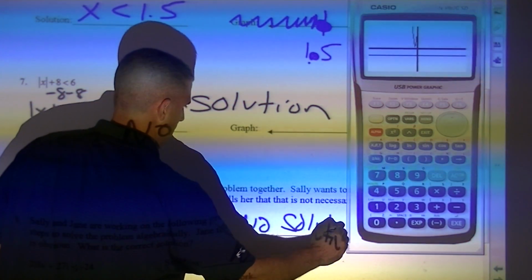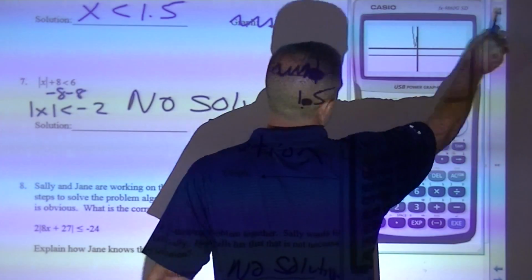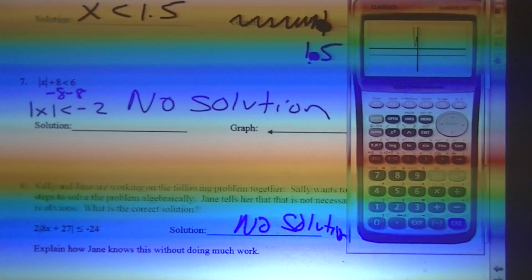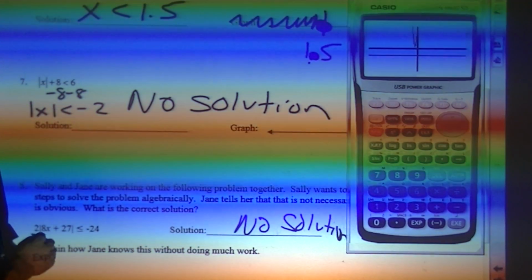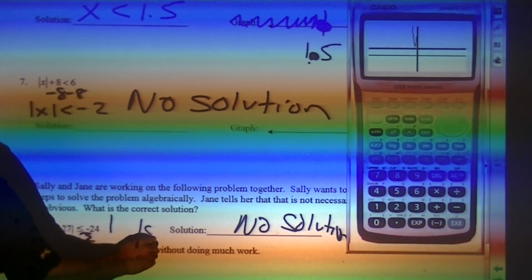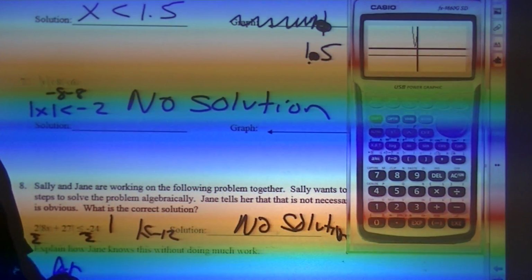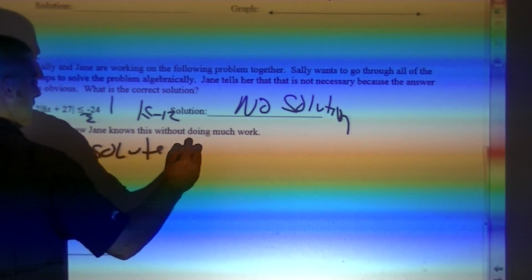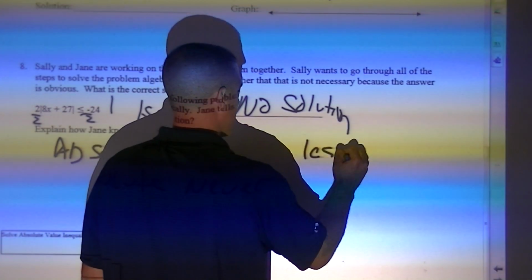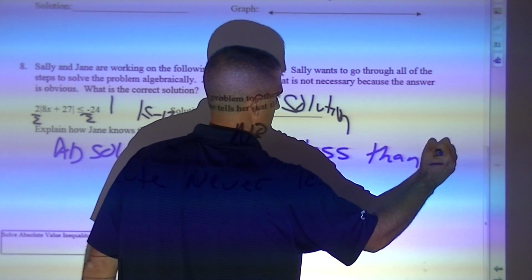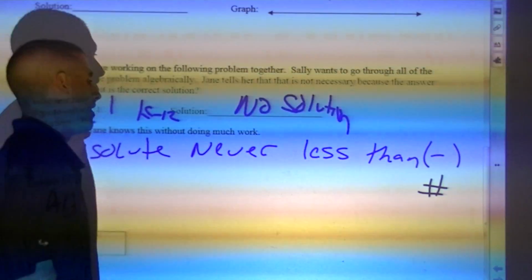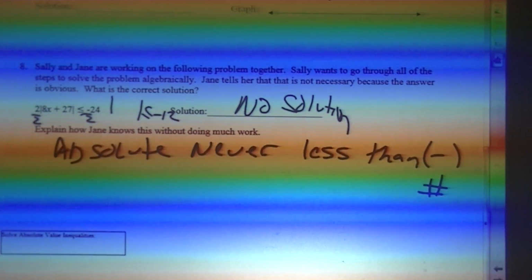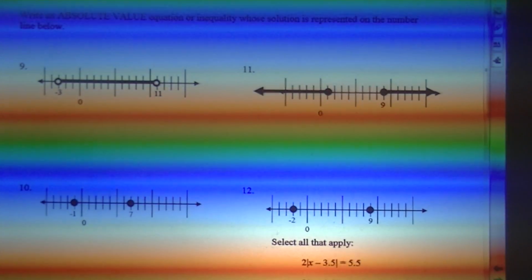Okay, all right. Now, if you saw shading all through, let's say this whole thing was shading, that would be infinite solutions. Once again, the reason. How can you explain this? Well, the reason is, even if you divide by 2, the absolute value is never less than a negative number. Okay? All right? If an absolute value was greater than a negative number, that would be infinite. We'll practice some of those on your other stuff. All right? So let's go on to number 9.